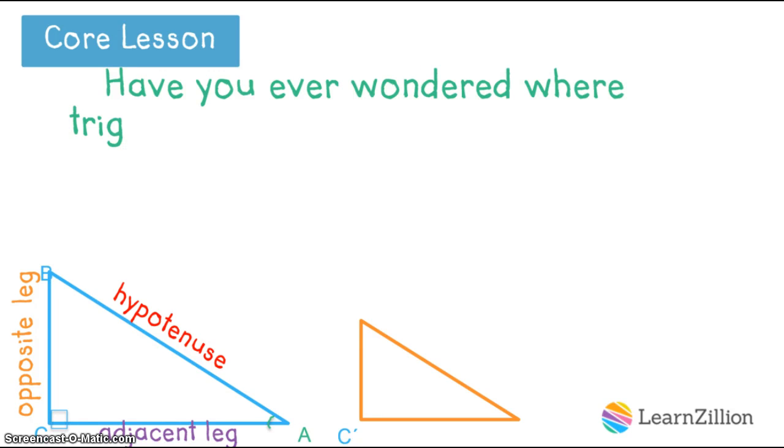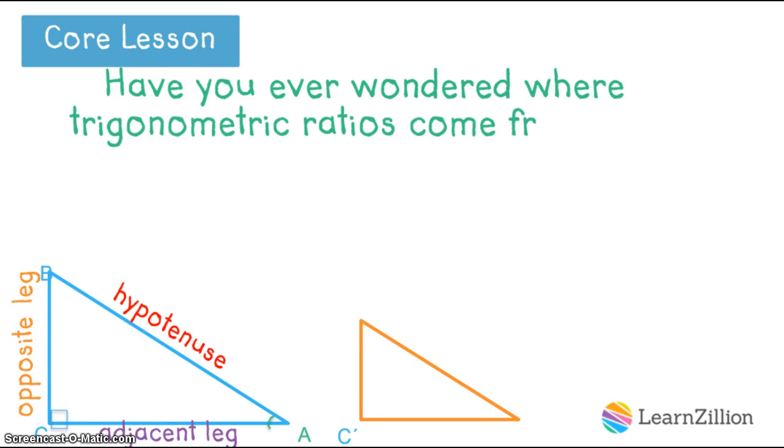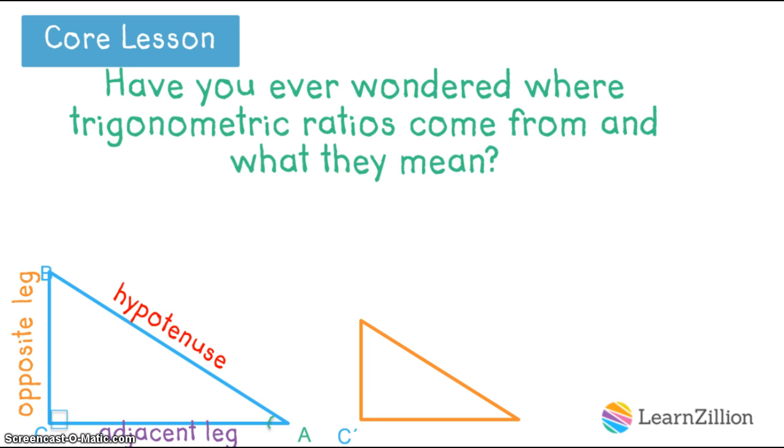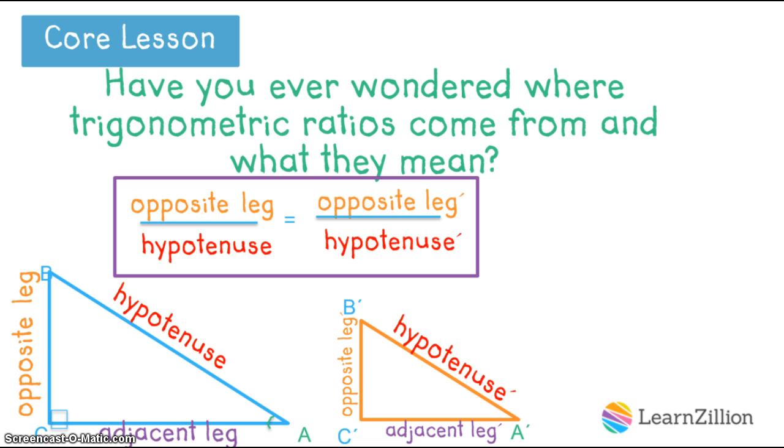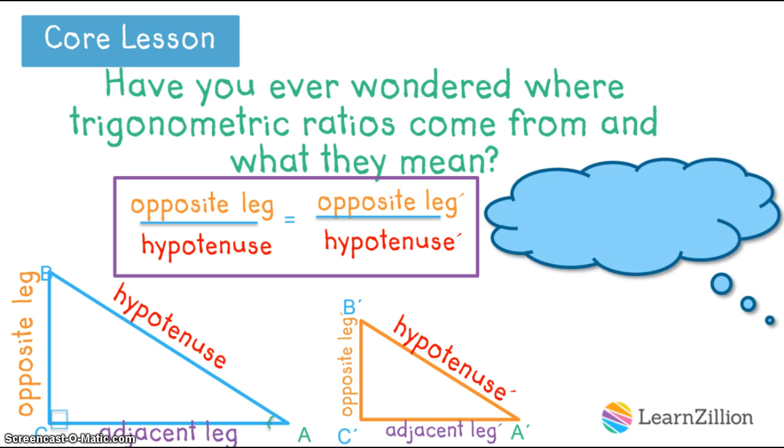The original question was, have you ever wondered where trigonometric ratios come from and what do they mean? Let's put together what we have learned about similar triangles with what we know about right triangles. By substituting the BC over AC with opposite over hypotenuse for the blue triangle and substituting B prime C prime over AC prime of the orange triangle with opposite over hypotenuse, we arrive at this ratio. Again, we know these ratios are equal because the right triangles are similar.